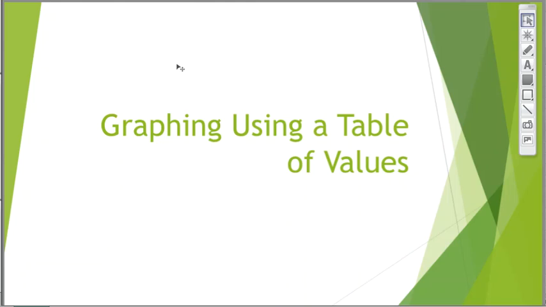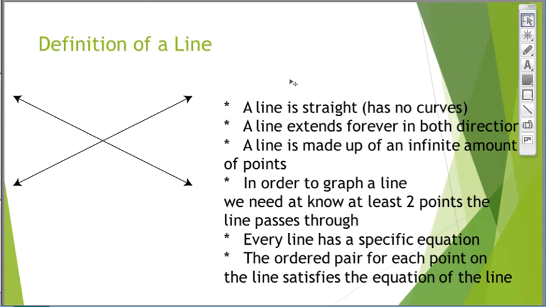So today's lesson is graphing using a table of values. And the very first thing I want to do with you is to review the definition of a line. As part of your notes, you've already written this before, but some things that you need to know about lines. A line is straight. It has no curves. A line extends forever in both directions. Because the line extends forever in both directions, it is made up of an infinite amount of points. In order to graph a line, we need to know at least 2 points that the line passes through.